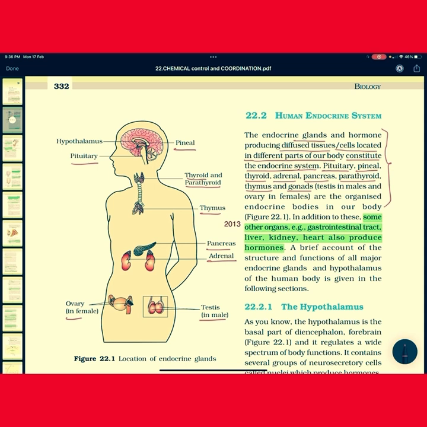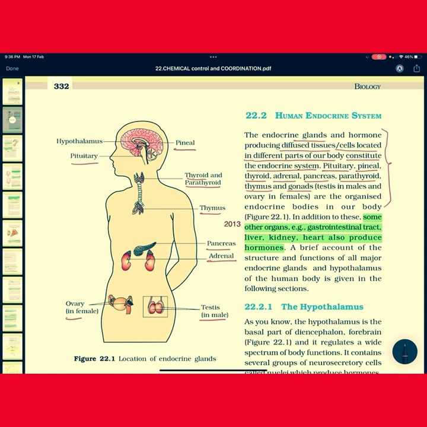Let us see what is meant by unorganized. The second paragraph is going to tell us. In addition to organized endocrine glands, there will be unorganized ones, which do a dual function. That is, one main function, and another accessory, or supporting, function of releasing hormones.